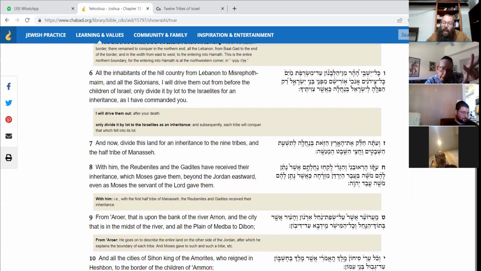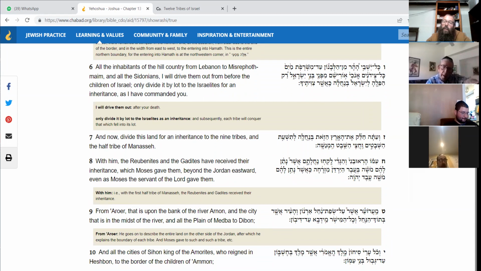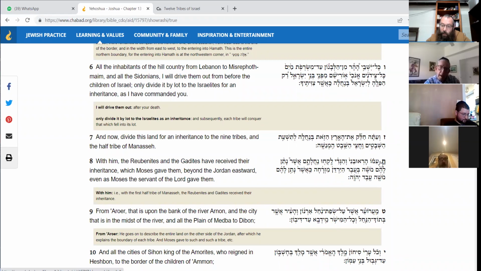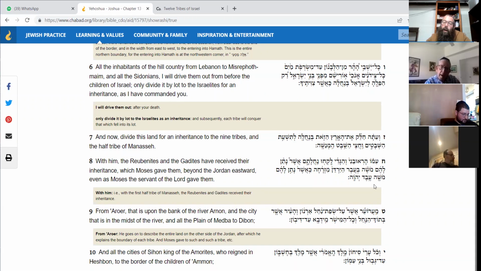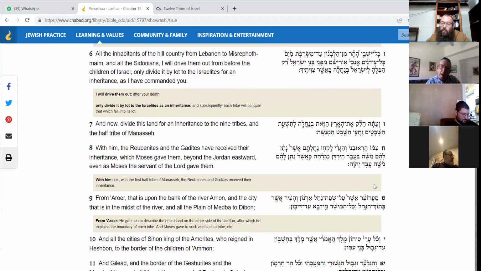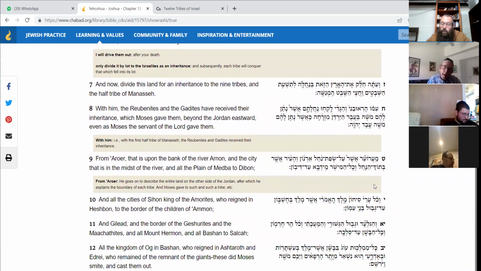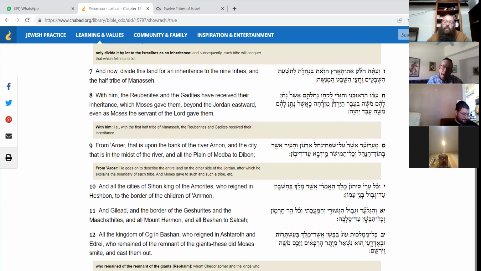Va'ata, verse 7. And now, chalek es haaretz hazois, divide up this land, benachla, as an inheritance, the main part of Israel, the eastern side, the Tishas Hashvatim, the Chatzi Shevet Menashe, for 9 of the remaining tribes, and the half of a tribe of Menashe. Okay, so the 9.5 tribes divided up between them. Imoy, and who should be on the eastern side of the Jordan River?